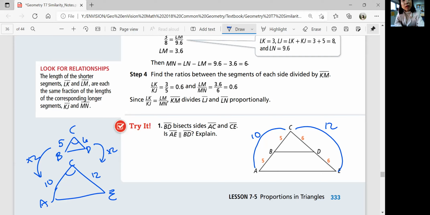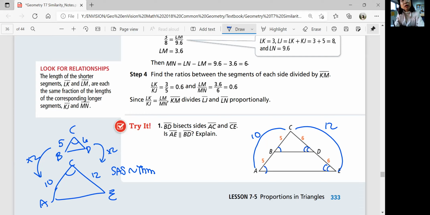C is going to be congruent to itself, right, by the reflexive property. And so are the triangles similar? Yes, by the SAS similarity theorem, we can say these two triangles are similar. Since the triangles are similar, all the corresponding angles must be congruent.